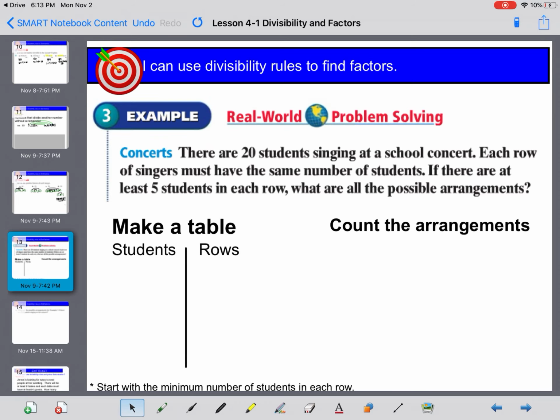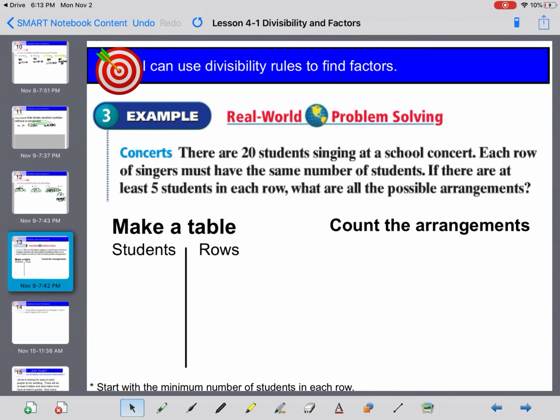All right, let's give this one a try. There are 20 students singing at the school concert. Each row of singers must have the same number of students. If there are at least 5 students in each row, what are all possible arrangements?